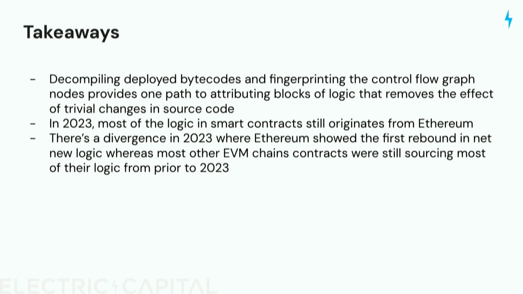In 2023, most logic in smart contracts still originates from Ethereum, which kind of bucks this idea that the L2s are leading innovation at the moment, but that might still happen in the future. And finally, there is divergence in 2023, where Ethereum showed the first rebound in net new logic, whereas most other EVM chains, the contracts that were deployed in 2023, were still sourcing most of their logic from prior to 2023.